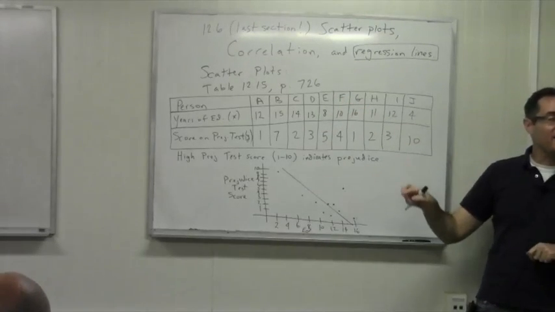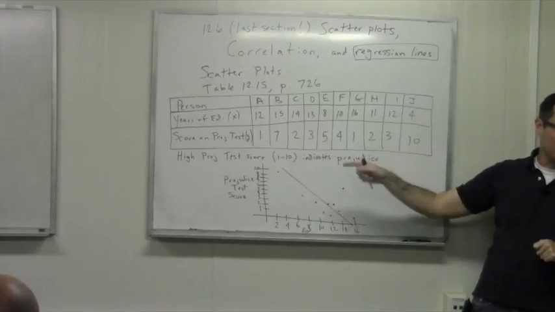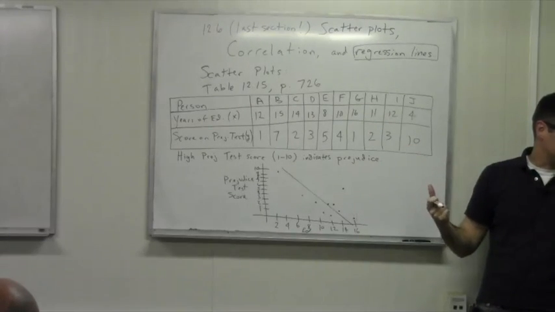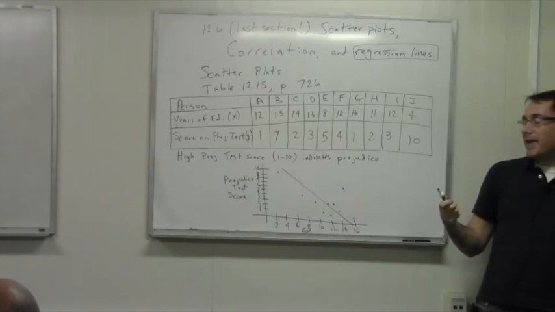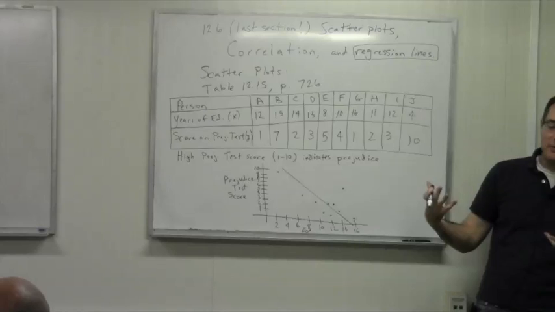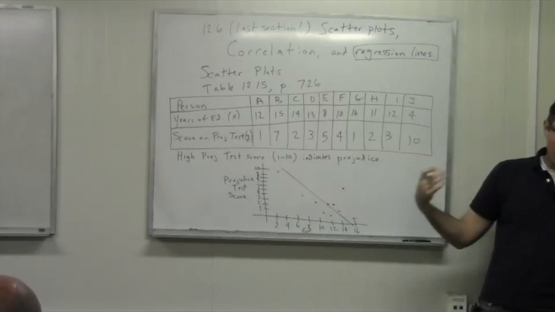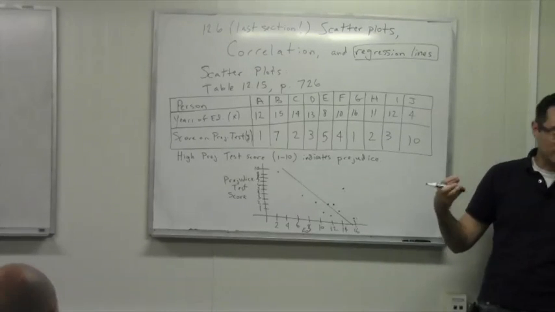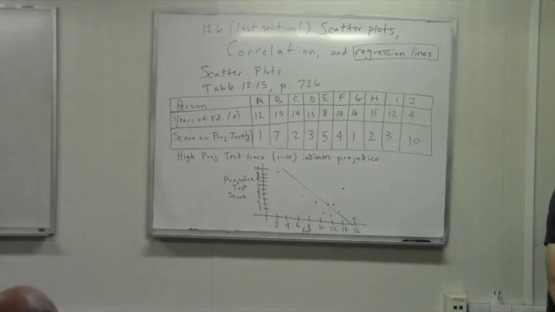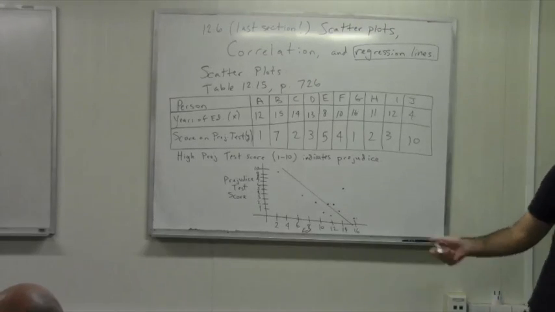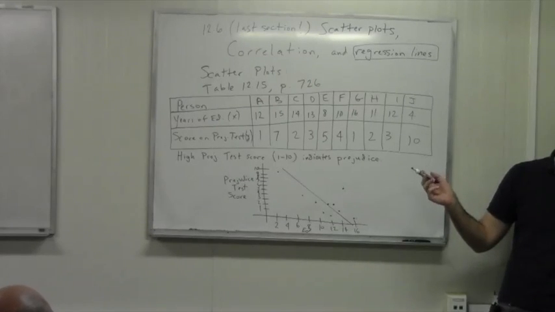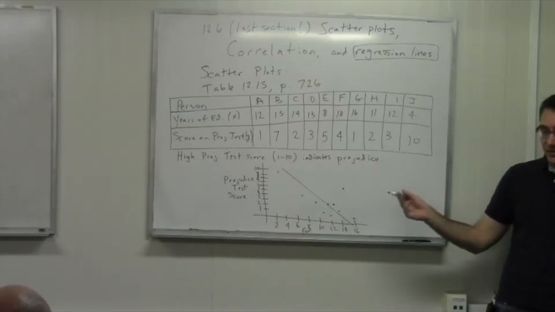You can't say that years of education causes people to be less prejudiced. There could be lots of reasons why you're less prejudiced. It could just happen that you have more education, but you also happen to be around people who tend to be less prejudiced or something like that. Or it could just be coincidence.